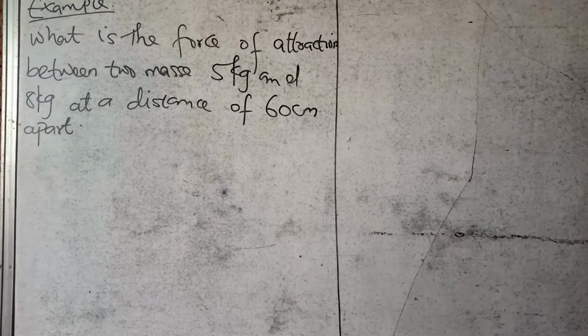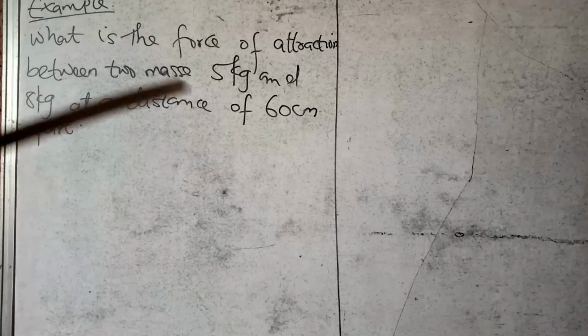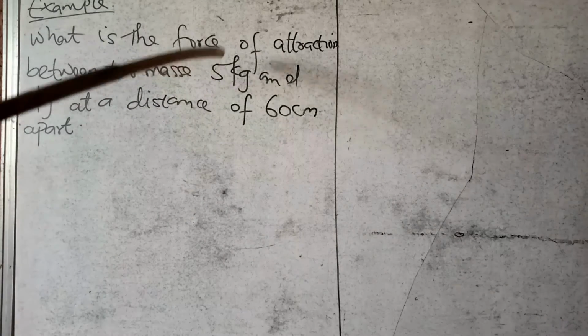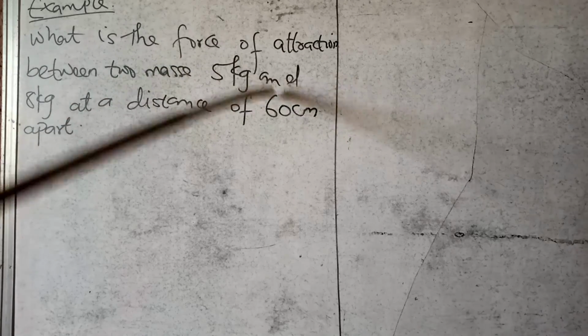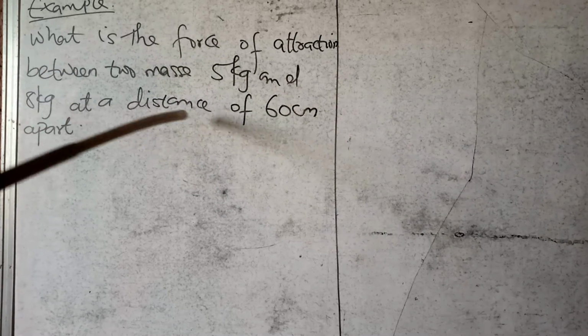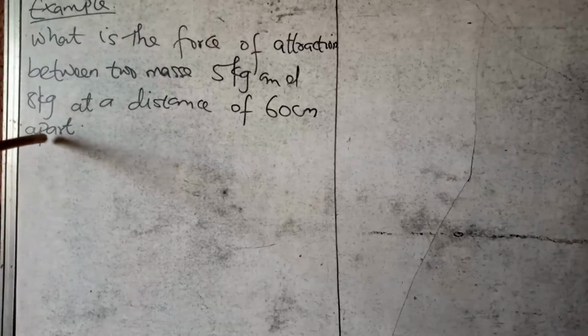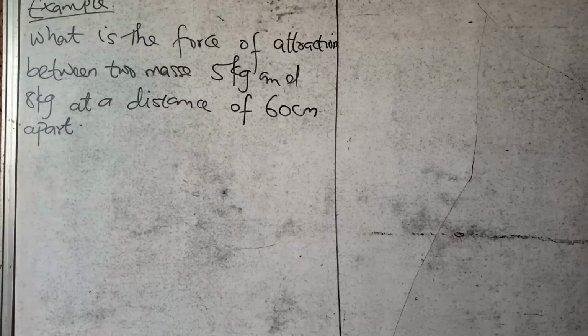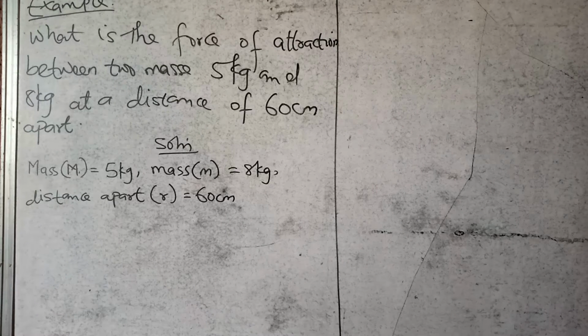Okay, let's do this example from gravitational field. The question says, what is the force of attraction between two masses 5 kg and 8 kg at a distance of 60 centimeters apart? So before we start solving and to know the formula that suits this question, we are going to write down the quantities. So let's do that.